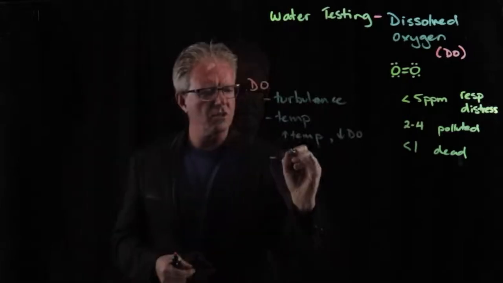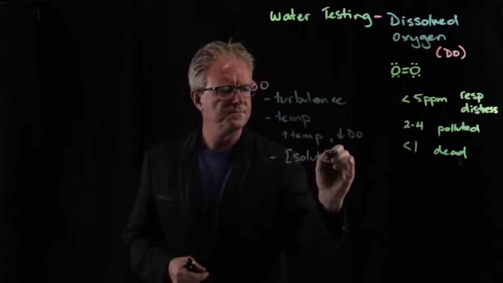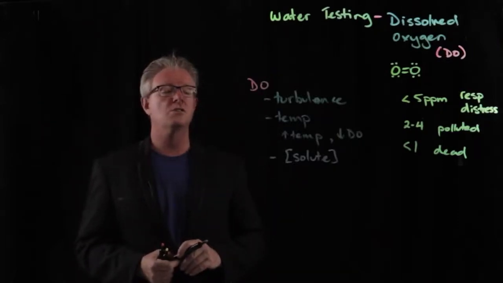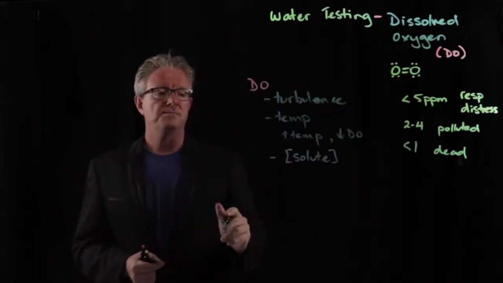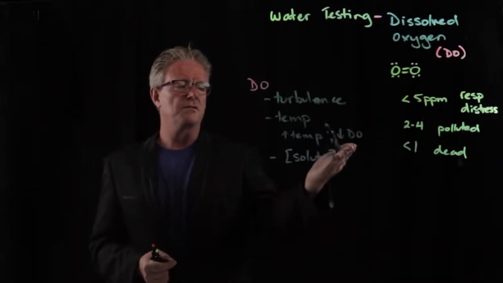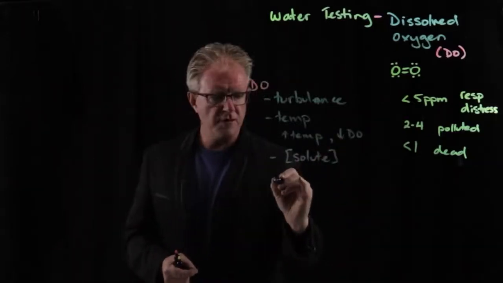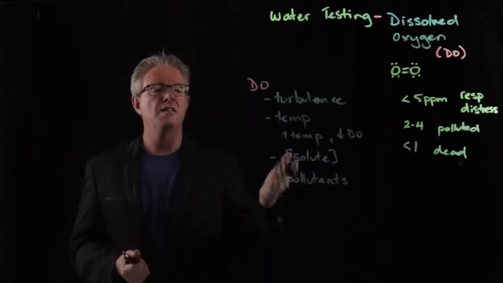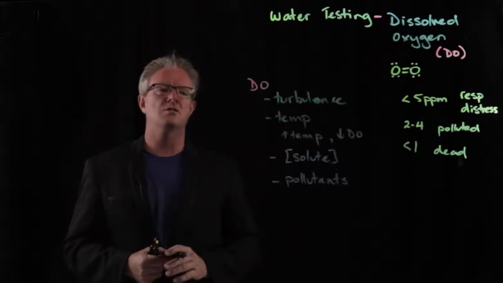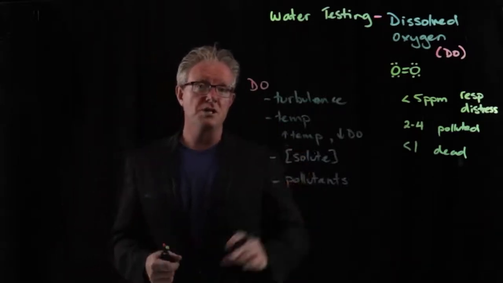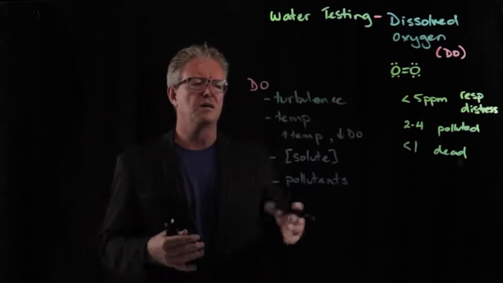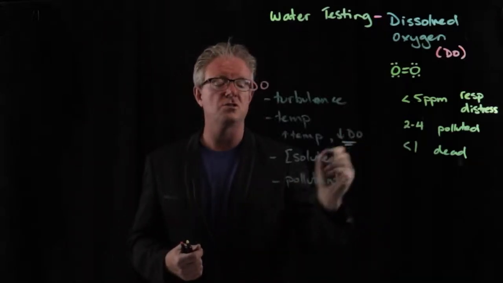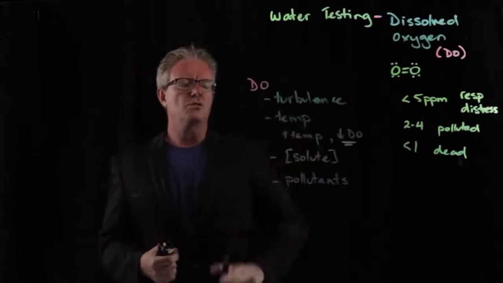If we have solute concentrations, okay, if you remember in a previous video we looked at total dissolved solutes, that can affect the amount of dissolved oxygen as well. And then of course we have pollutants. If there's photosynthetic plants or photosynthetic algae in there, that's going to increase the concentration of dissolved oxygen. However, if we have too much algae in there, then we can get eutrophication and algal blooms, which then decreases oxygen. So dissolved oxygen is very, very important.